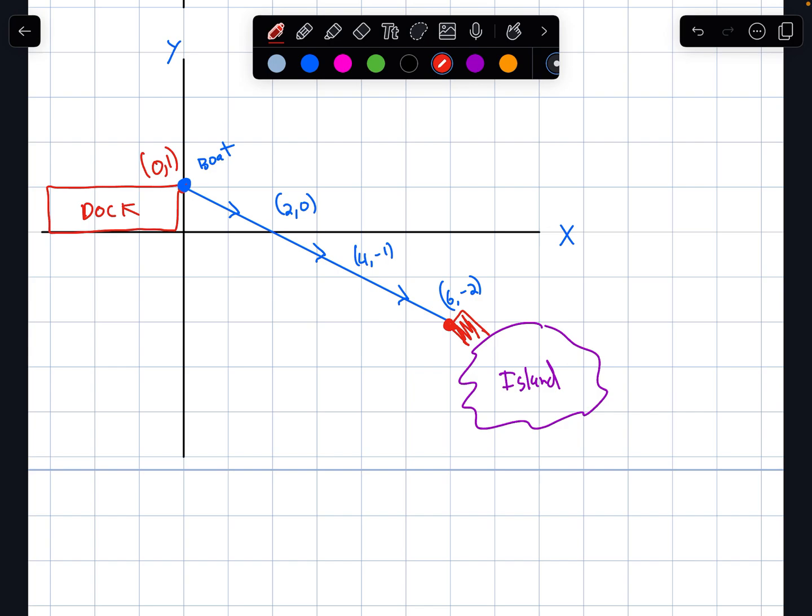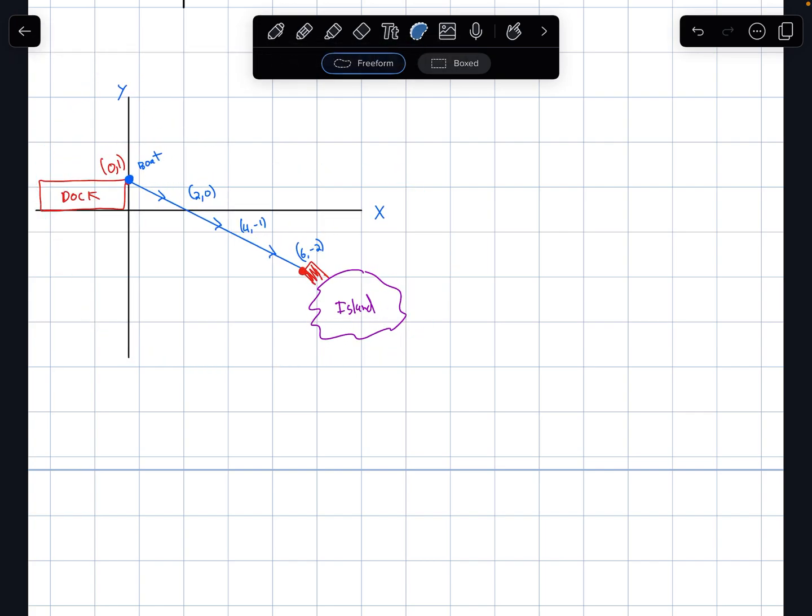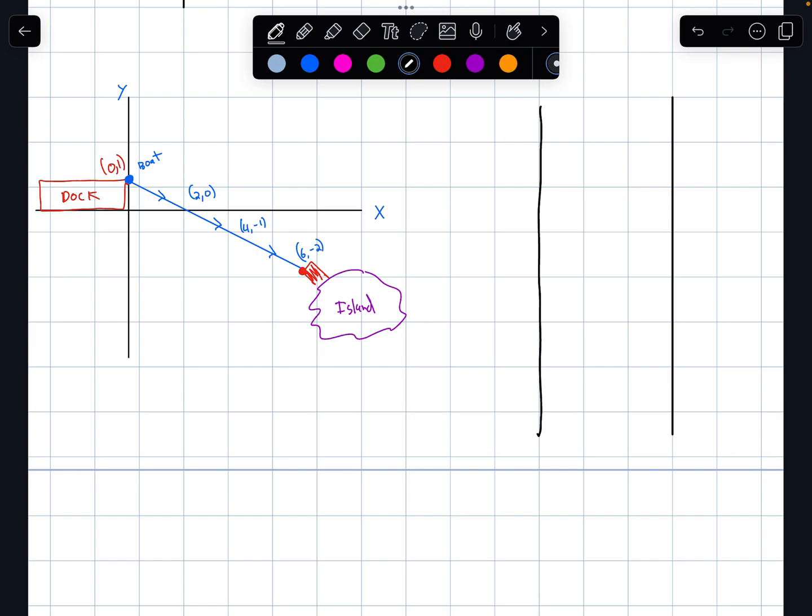So let's say we want to actually model the path of this boat on this trip for some parameter time. So what we can do, and let me shrink down this so we can have room for a table, is we can create a table of values, and this table of values can show you the time compared to the x position of the boat compared to the y position of the boat.